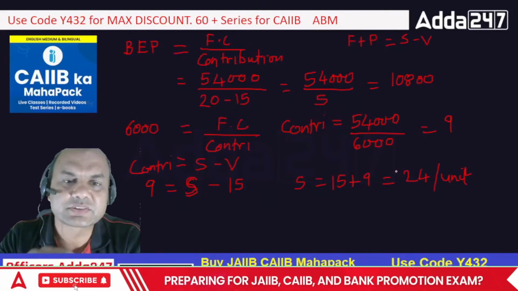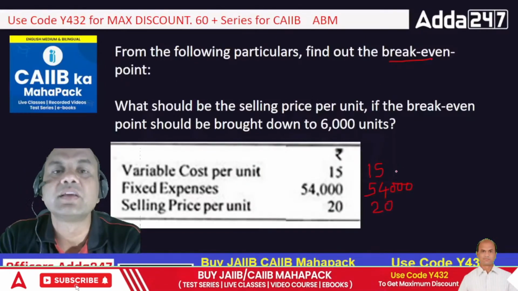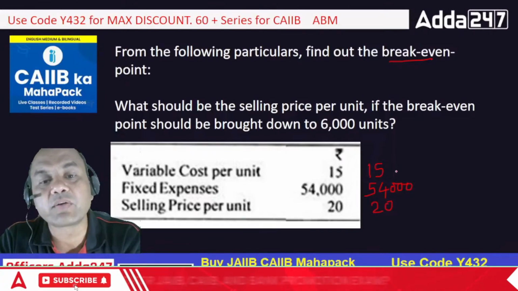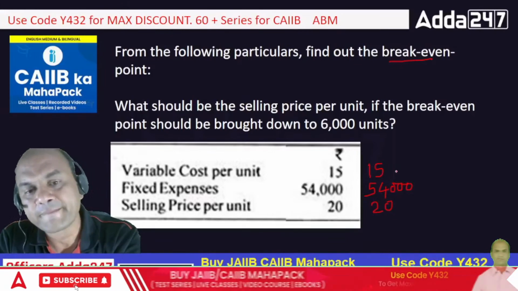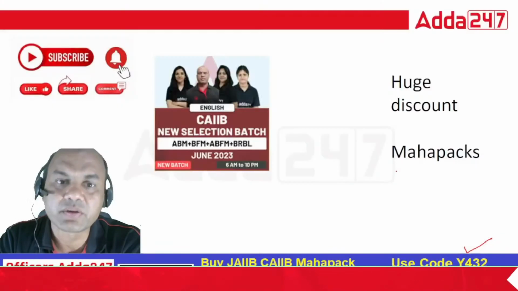Everyone understood this first? Tell me that. Because there were two parts over here. First one, we had to find the simple BEP, and second one, we had to find out the selling price per unit to get another BEP. Okay. So everyone has got this. Shall we move on?